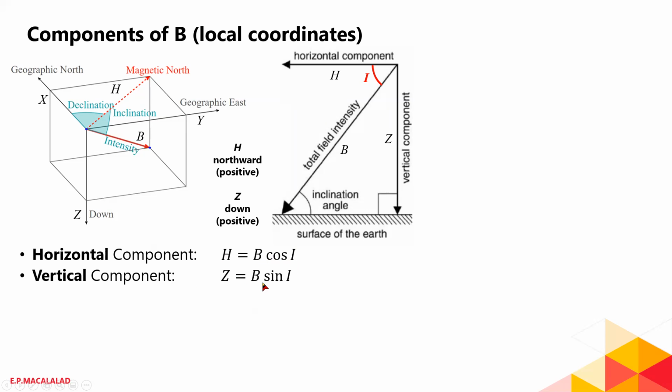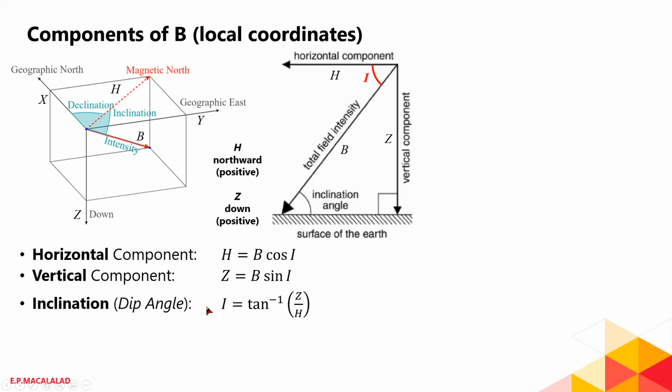Now, next would be the vertical component. Based on this figure, the vertical component Z, in terms of the magnitude and the inclination, is equal to B times sine I. The inclination, combining these two, is given by arctangent Z over H. So if you know Z and H, you can calculate the inclination. Sometimes we call this the dip angle or dip latitude.